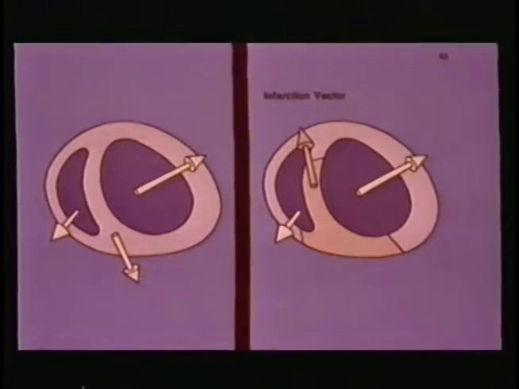53. In this example, the resultant vectors before and after anteroseptal infarction are shown. Loss of electrical activity can be approximated by the so-called infarction vector, which is of equal but opposite magnitude and direction to the electrical activity generated by the muscle before tissue death.